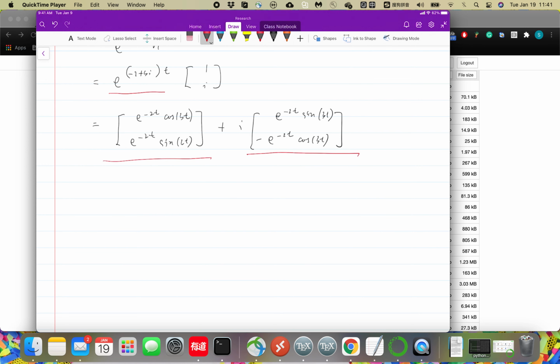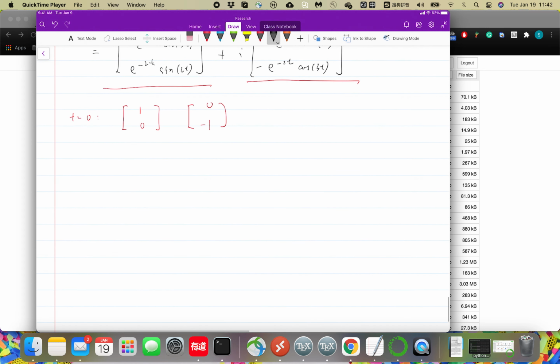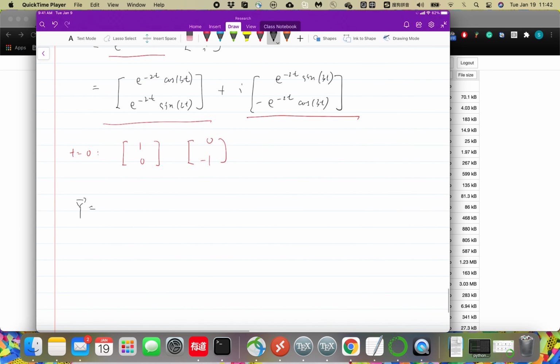that means this part satisfies it, and this part also satisfies it. If you plug in 0, the first one gives you (1, 0). The second one gives you (0, -1), and of course they are linearly independent. Therefore, the final solution can be written as C1, okay, plus C2, this. That will be the complete work you need to show to find the general solution of what's going on.